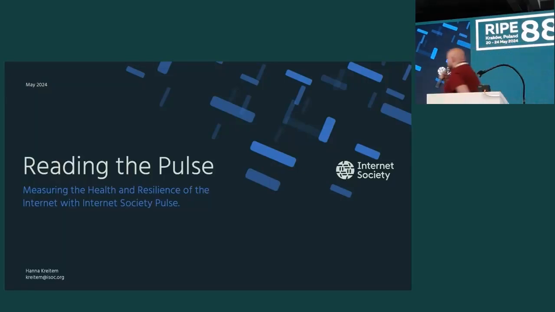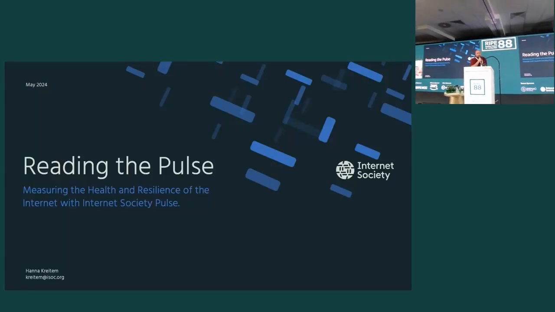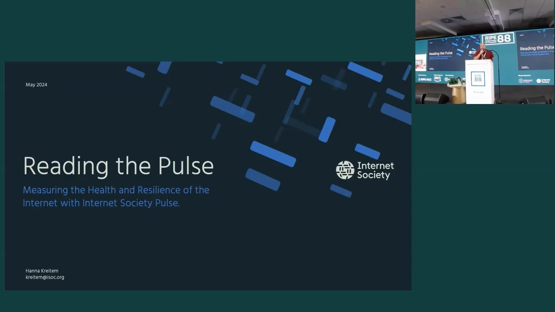In this buff, I'll be talking a little bit about how to read the Pulse based on the Internet Society Pulse platform. This is a buff for two reasons. The first one, that's what the program committee recommended. So there is not much of a chance or choice in that.